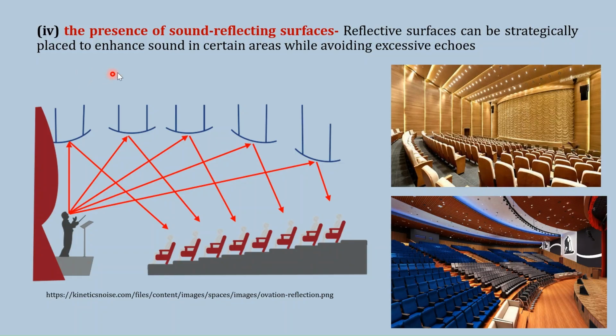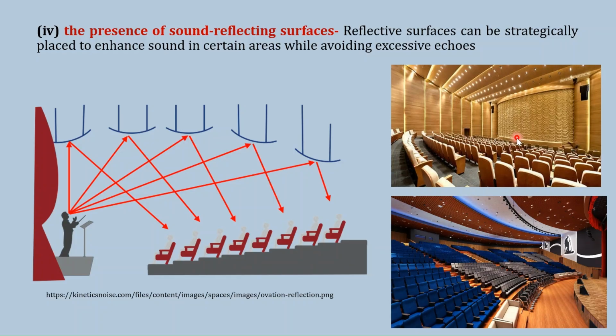The amount of reflection inside a room also depends on the presence of the sound reflecting surfaces. So the reflective surface can be strategically placed to enhance the sound in certain areas while avoiding excessive echoes. So we can see here we have the diffusers or the reflectors which are placed in such a manner that whatever sound is generated on this stage, it is getting reflected towards the audience.